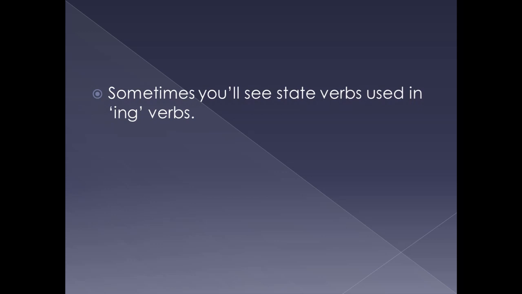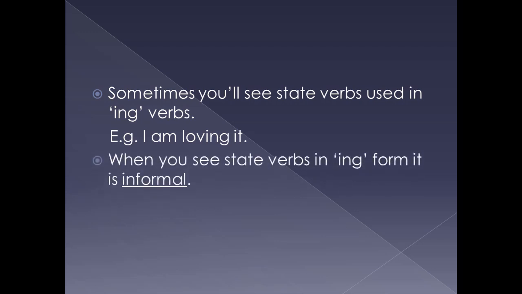Now listen carefully, one thing I have to tell you, sometimes you will see state verbs used in the ing form. Example, I am loving it. This is an informal usage. When you see state verbs in ing form, it is informal. So just remember always, use state verbs in simple present. That is the formal usage.